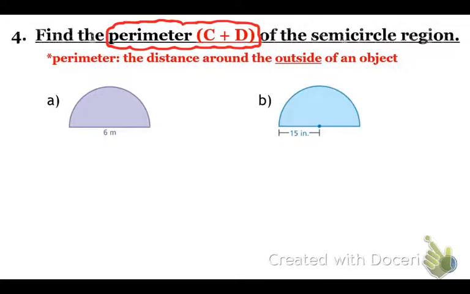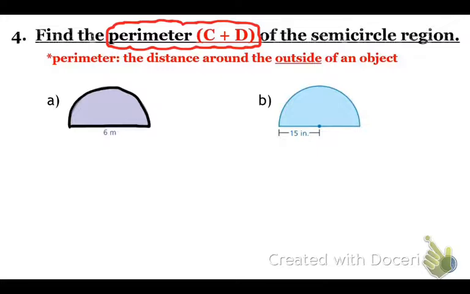For this next problem, it's asking us to find the perimeter of the semicircle. Describe to me, guys, what's the difference between a circle and a semicircle? A circle is a whole circle, a semicircle is cut in half. We're going to use that information to help us here in just a minute. It asks me to find the perimeter of the semicircle region. And remember, we've written in here, the distance around the outside of an object is the perimeter. So I am looking for how much this whole thing right here is, that distance.